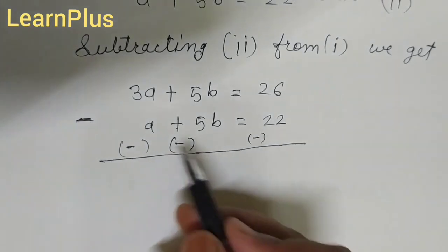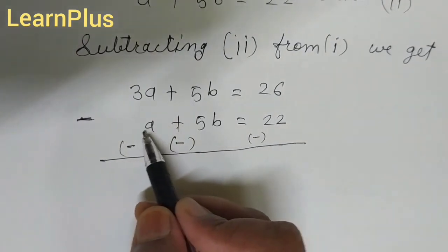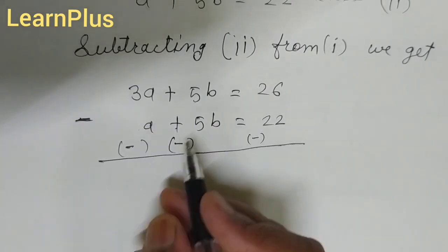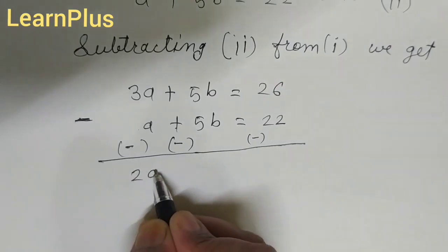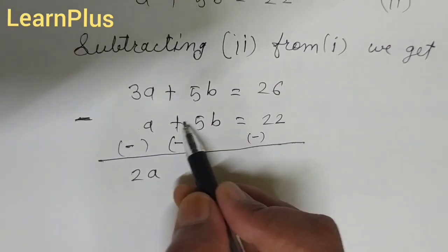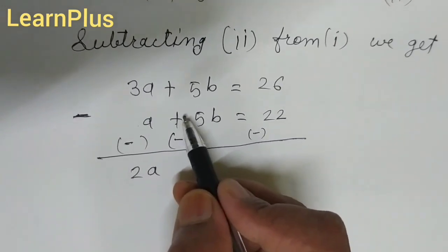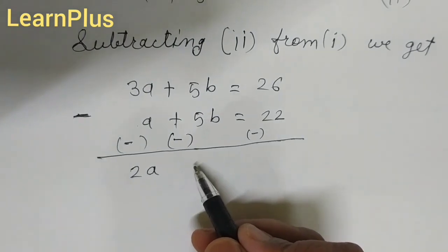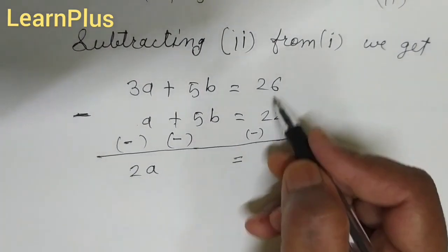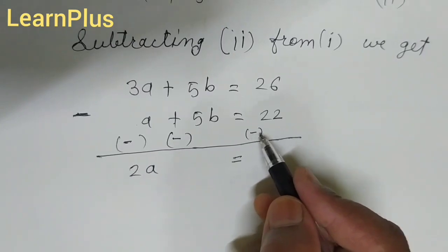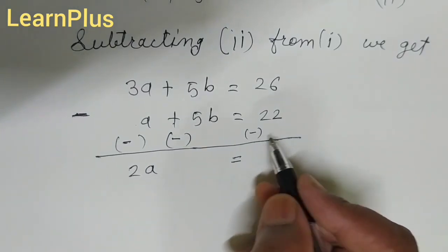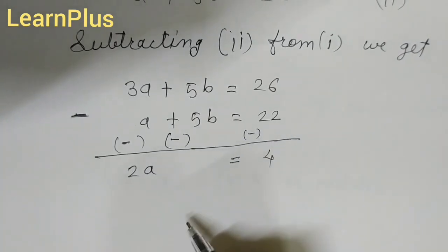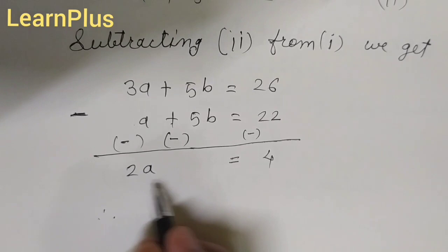Okay, now here 3a and here no coefficient means 1 is there, means 3 minus 1. 3 minus 1, what will come? 2a. Now here don't consider this sign, you don't have to consider this sign. 5b minus 5b, what will come here? 0. Okay, then here 26 minus 22. This we have changed the value, no? That's why here 26 minus 22 means here what will come, 4.